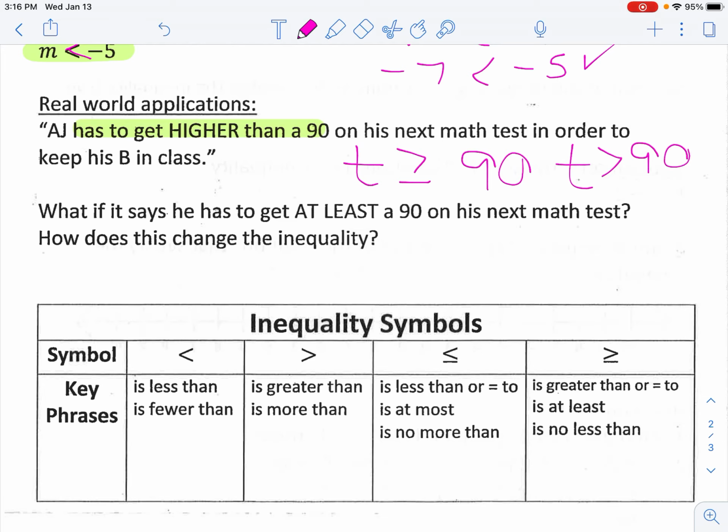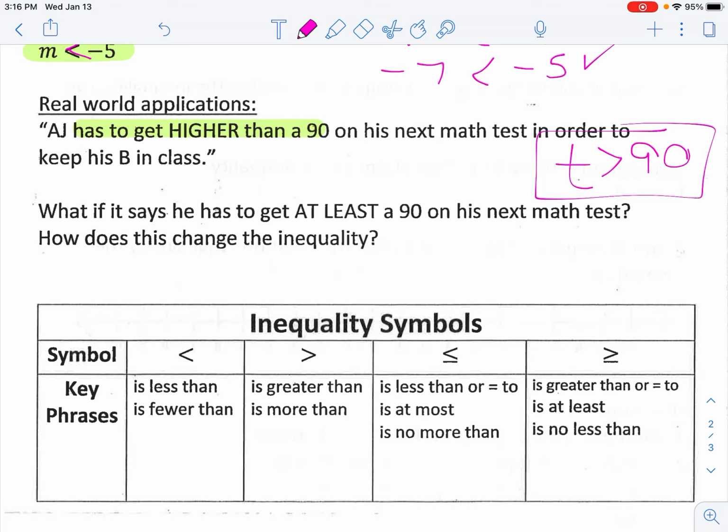Can he get a 90? Is 90 higher than a 90? He has to get higher. Oh, if he has to get higher than a 90, he has to get at least a 91. So it cannot be equal to 90. His score has to be greater than 90. So that inequality would read T is greater than 90.